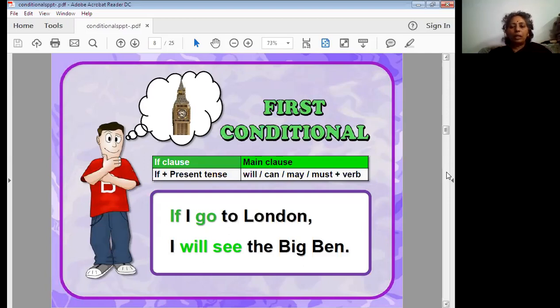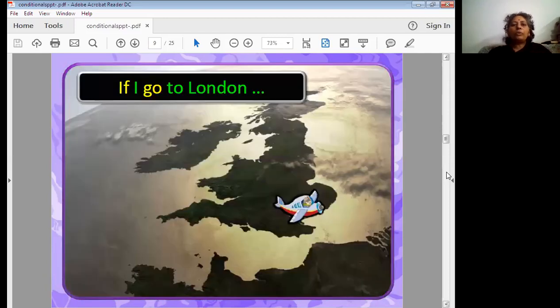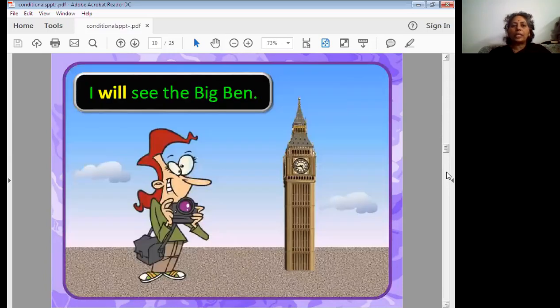So in the given structure, you can use will, could, may, might, must, all these plus a verb. Based on the selection of the subject, we are using them. So the first part is the present tense, and we are using will. If I go to London, here go is simple present. So you are going to use will or shall or can or may, like that. I will see the Big Ben.